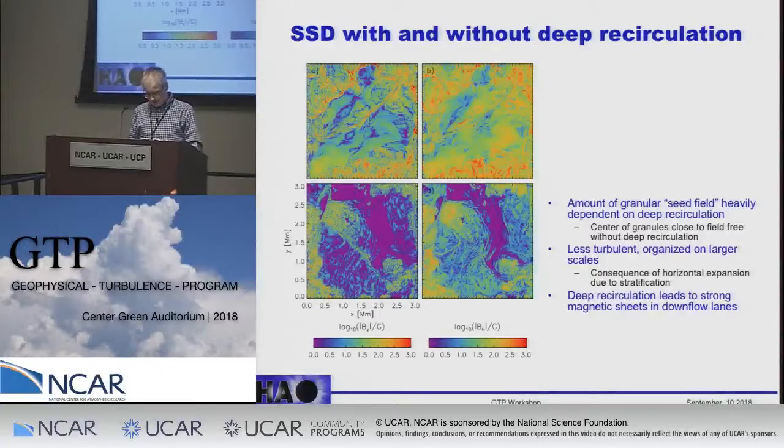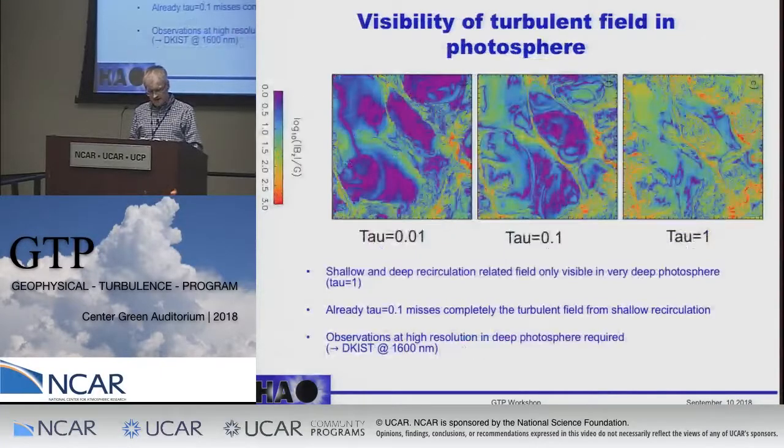Now, looking for that in observations so far, I think, has been pretty borderline, and the reason for that is, particularly if you look in these exploding granules, this turbulent field is really only visible in the deep photosphere. If you just go a scale height or two higher, you don't see anything of it. So your best chance to observe this is in the deep photosphere, and if you want to look very deep in the photosphere, in the case of the sun, you have to go to somewhere around 1,600 nanometers where there's the opacity minimum, and then you would lose a lot of resolution.